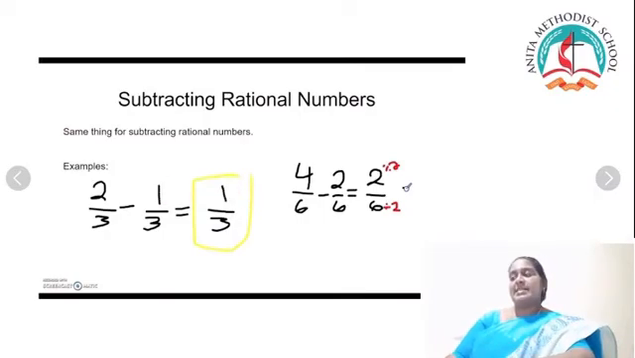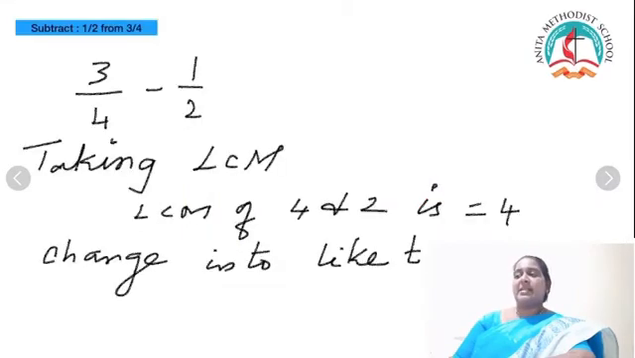See the next sum. 4 by 6 minus 2 by 6. That gives 2 by 6. Can you reduce it into this form? Yes. Which table can you cancel it? You can cancel it by the 2 table. So what will you get? 1 by 3 again. Okay, children? Shall we see the next, children?